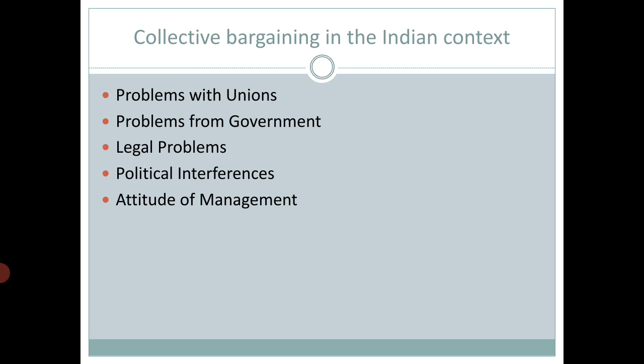Whenever we consider any trade union, what erects trade union?